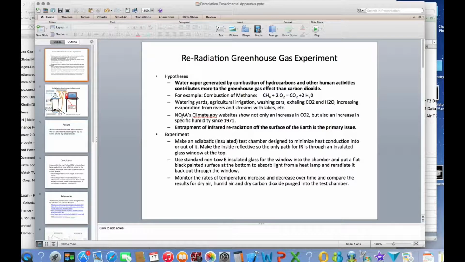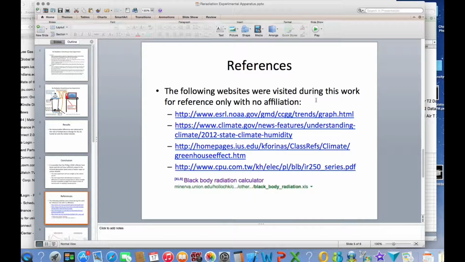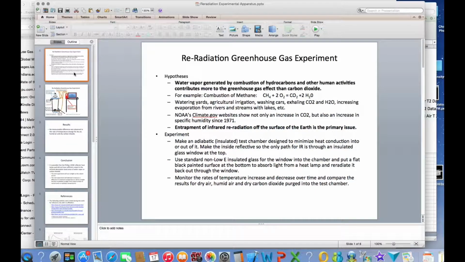Now, NOAA has a couple of websites that not only show an increase in carbon dioxide, but also an increase in specific humidity since 1971. There are a number of references you can look at here, very good information. If you look at the spectral output of the sun in wavelength ranges and where water vapor and carbon dioxide absorb, it's pretty clear water vapor has a much broader ability to absorb infrared than carbon dioxide.